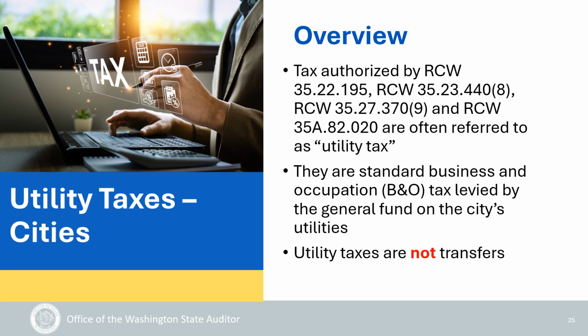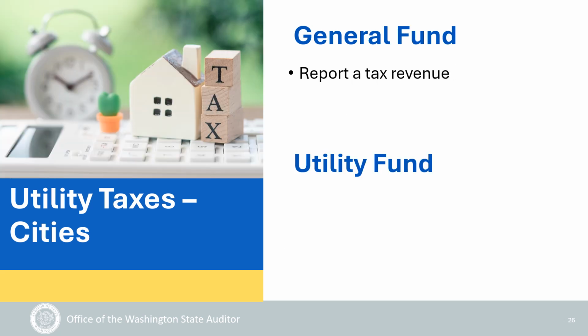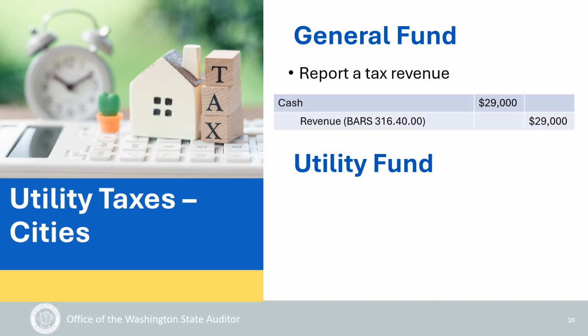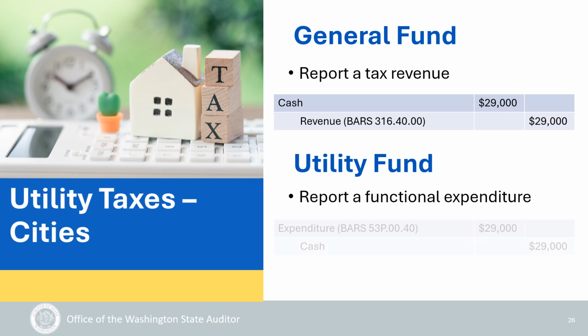Let's look at the journal entries for this transaction. The general fund is going to report a tax revenue using BARS code 361.40. The utility fund will report a functional expenditure using the BARS code for utility expenditures.